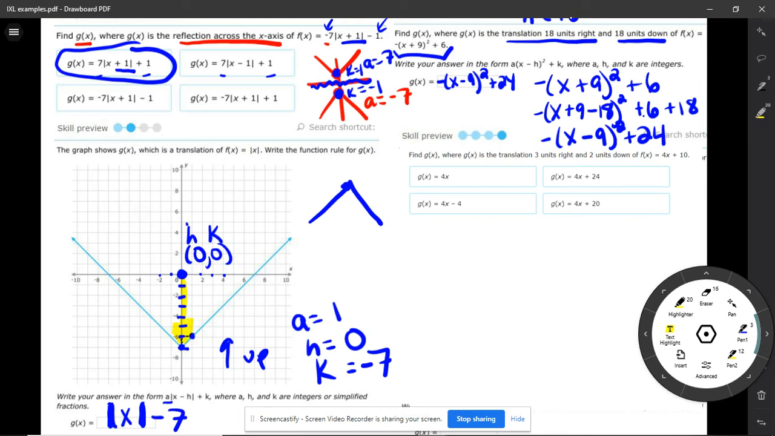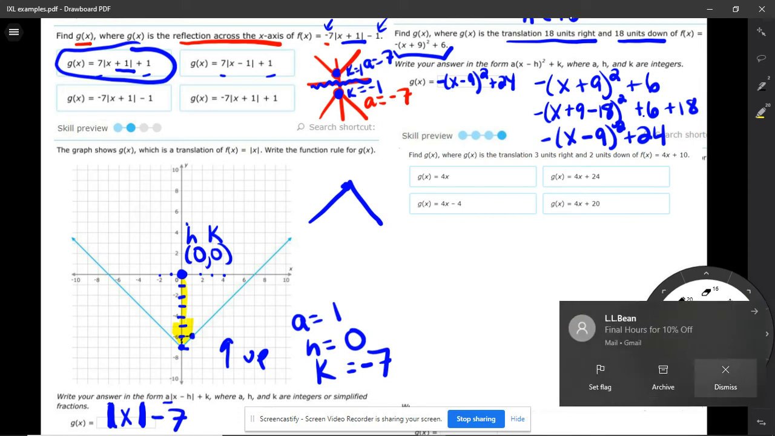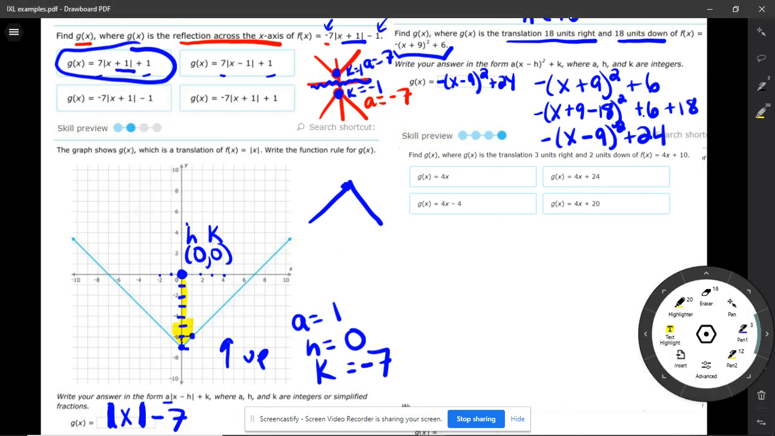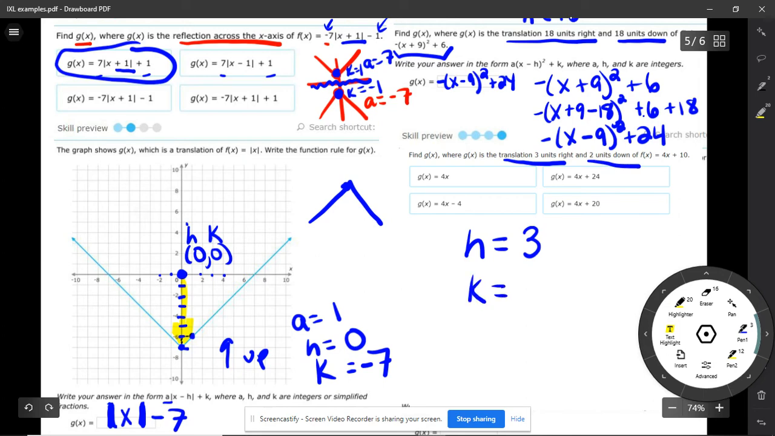For the last one here, we have a tricky one. We see that I have a translation of 3 units to the right. So we're doing right again. So it's h. It's going positive, right 3. So this one's actually very similar to the second one we did. I just wanted to put an extra one in here because I know this is going to be tricky for you guys. And we are going 2 units down. So k is 2 down, so it's negative 2. I'm going to input that in.